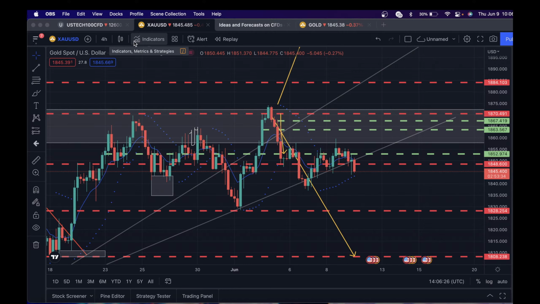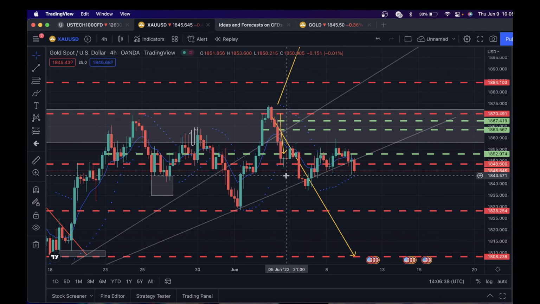So let's look at the gold market now. Let's see what's going on with the gold market. Actually, we had news today, jobless claims, which came negative for the dollar. But even though it reacted to the news, it came down again. So let's look here.